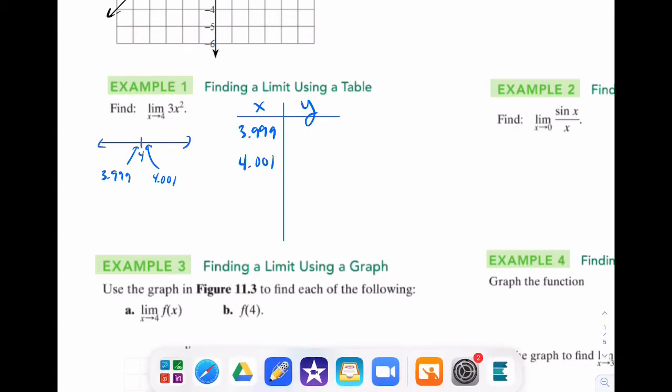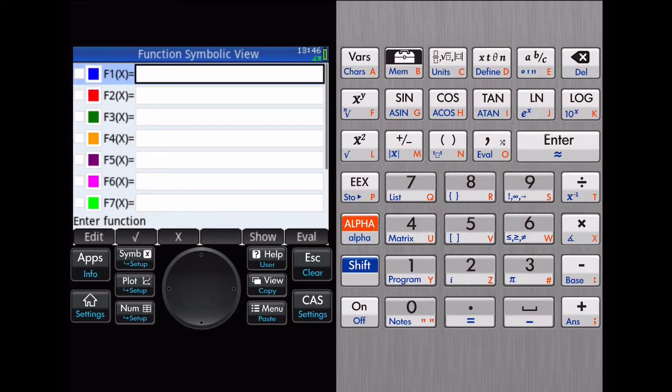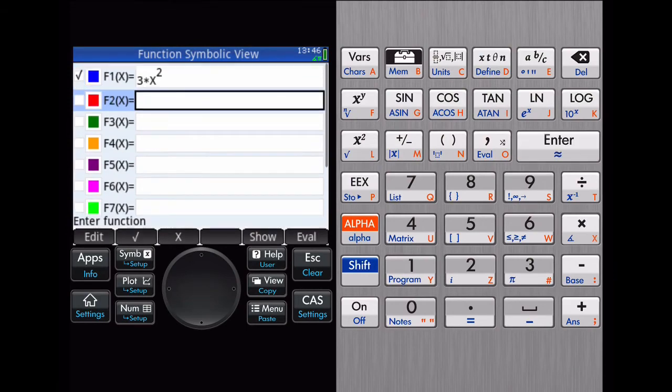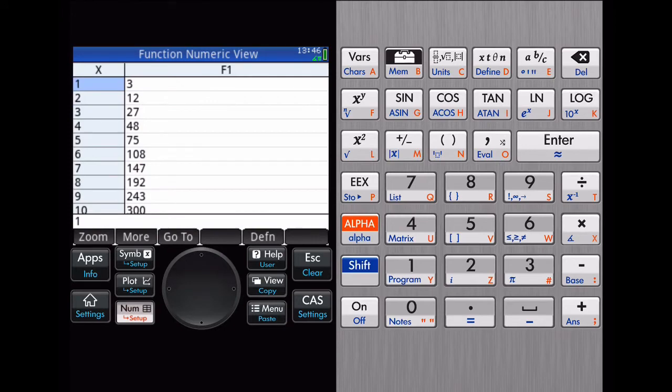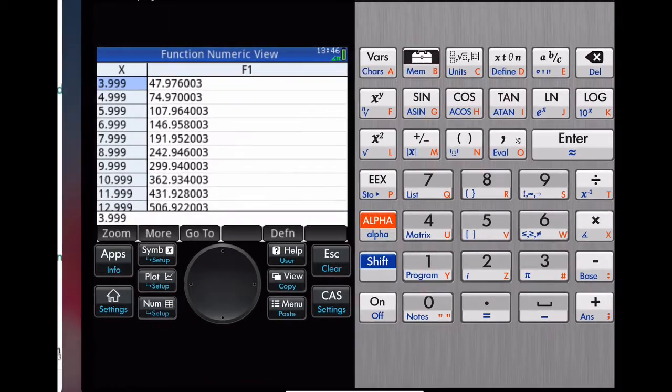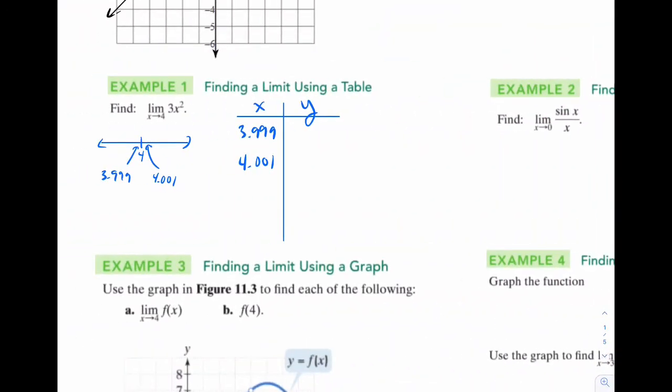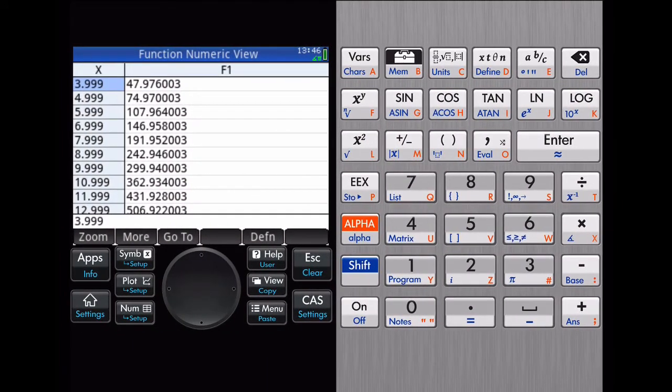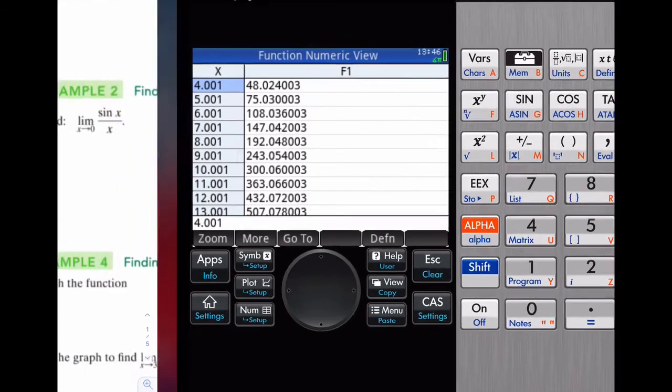I'll go to my calculator. 3x squared. You want to go to the num button that's right under plot. So hit num like that. And this is a pretty cool feature. You can just actually type it in straight. 3.999 finds it for you. 47.976. So I'll write that in. Now with the other one, 4.001, so just type that in like that. 48.024.